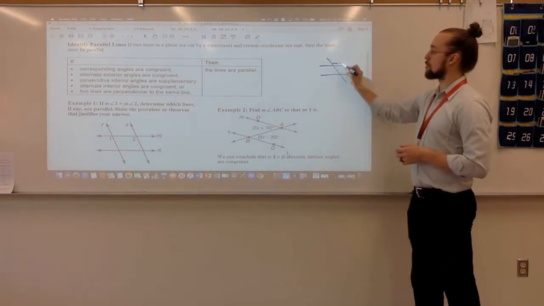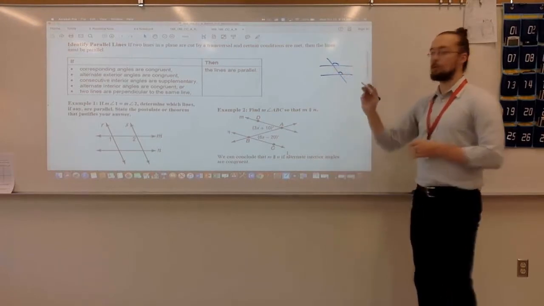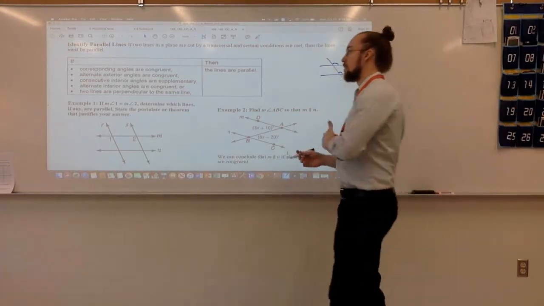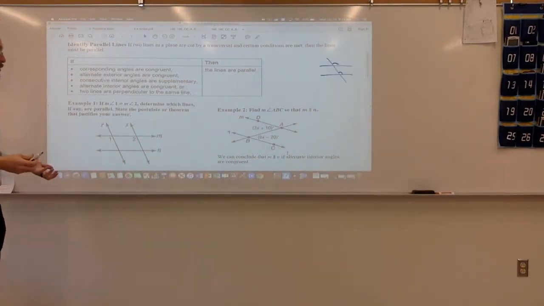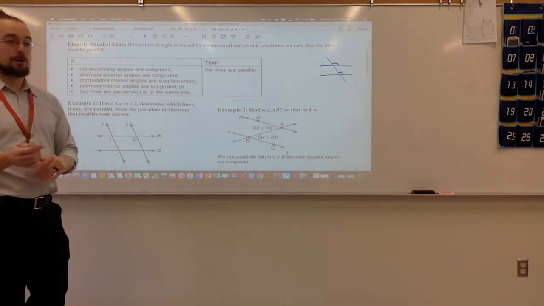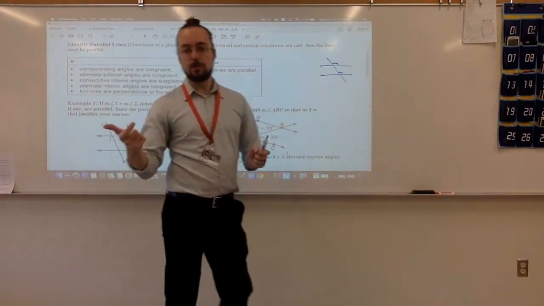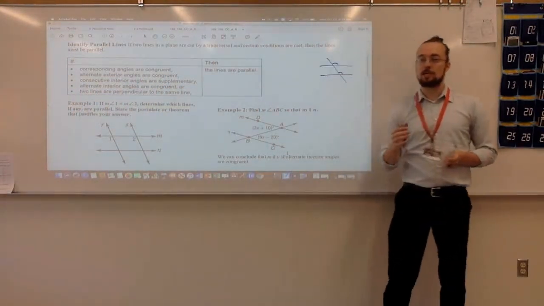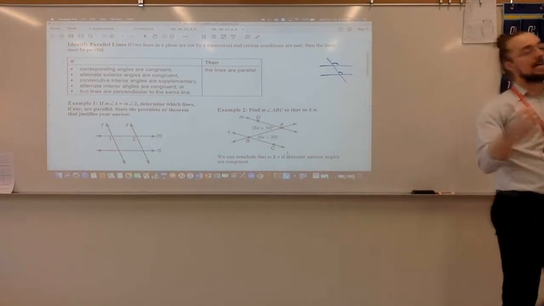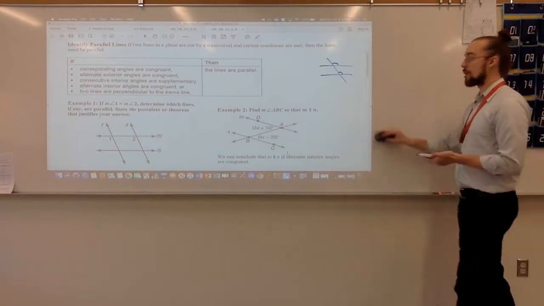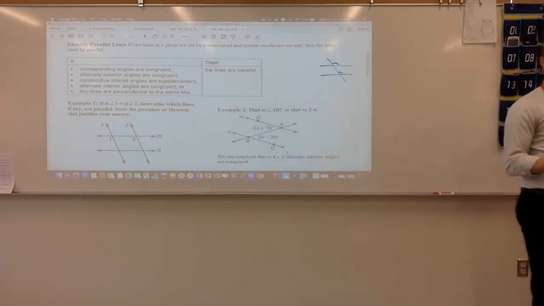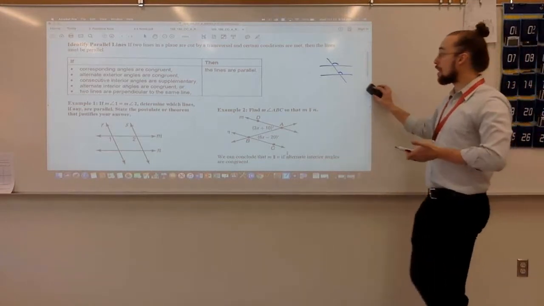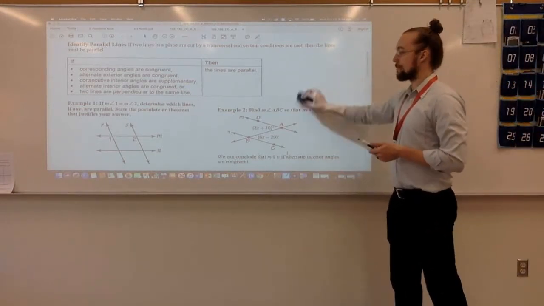We said if the lines are parallel, then corresponding angles are congruent, and corresponding angles were angles in the same position. If the lines are parallel, then alternate exterior angles are congruent, alternate interior angles are congruent, and consecutive interior angles are supplementary. Today, all we're going to do is reverse that statement. Instead of assuming the lines are parallel and then these things are true, we're going to say if those things happen to be true, then the lines are parallel.